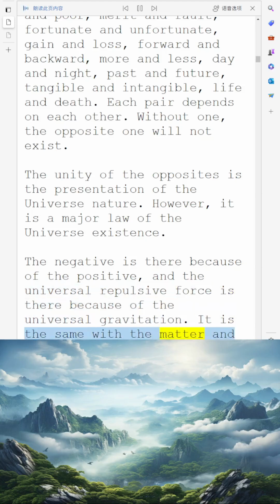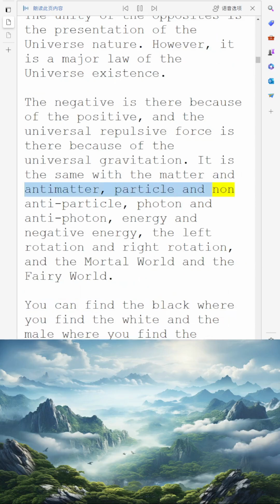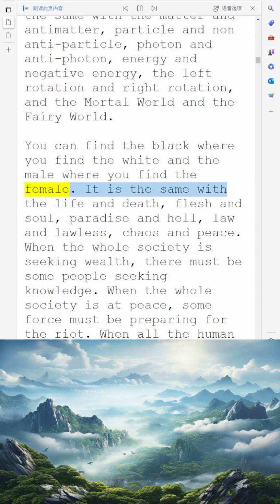It is the same with matter and antimatter, particle and antiparticle, photon and antiphoton, energy and negative energy, left rotation and right rotation, the mortal world and the fairy world. You can find the black where you find the white, and the male where you find the female. It is the same with life and death, flesh and soul, paradise and hell, law and lawless, chaos and peace. When the whole society is seeking wealth, there must be some people seeking knowledge.